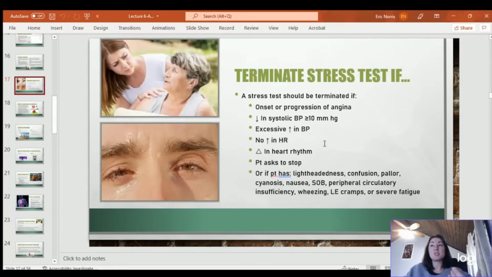These are some of the reasons you would stop a stress test. If they start to get heart pains, if their systolic blood pressure drops too much, or if their overall blood pressure increases too much, if their heart rate does not increase despite increased demands on the heart, their heart rhythm changes, if the patient asks to stop, they just don't feel good, or if they have any of the symptoms: lightheadedness, confusion, pallor, which is pale skin, losing the color, cyanosis, that's the blue around your mouth, nausea, shortness of breath, peripheral circulatory insufficiency, if their fingers or something start to go white or blue or get numb, wheezing, leg cramps, or severe fatigue. All those would be a reason to stop a stress test.